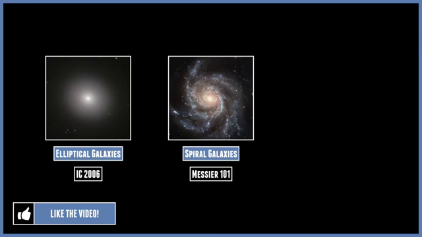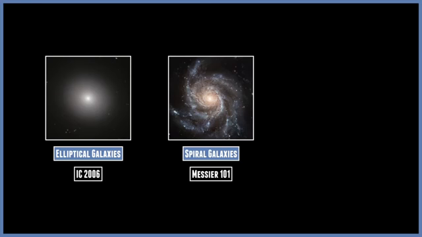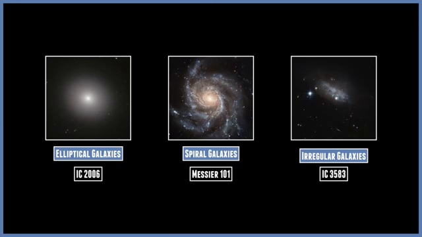So the Hubble system is basically divided into three categories. We've got the elliptical galaxies, which are relatively featureless spherical. The other one is the spiral galaxies, and these have very distinctive arms that spiral out from their centers. And finally, we have the irregular galaxies. This is basically any other galaxy that doesn't seem to fit into the ellipticals or spirals.